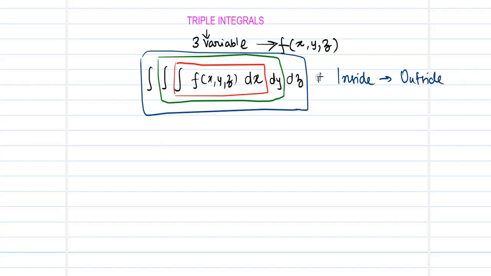And the second thing to keep in mind is that always the variable limit will be evaluated first, and then last will be your constant limit. So first preference of integration is always given to the variable limit, and the last preference is always given to the constant limit.